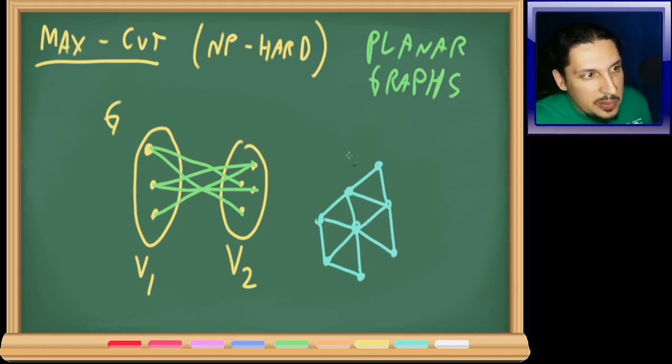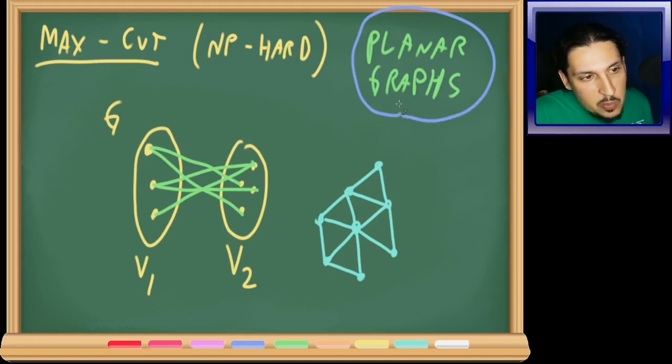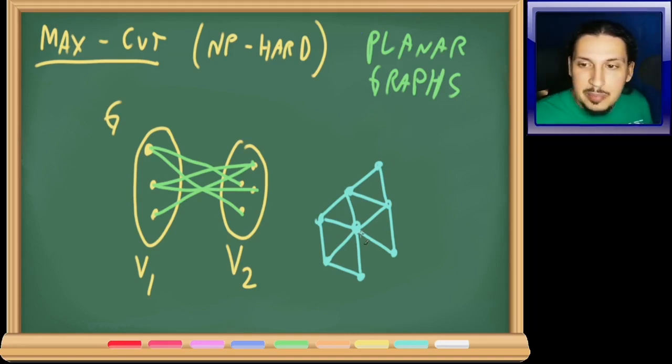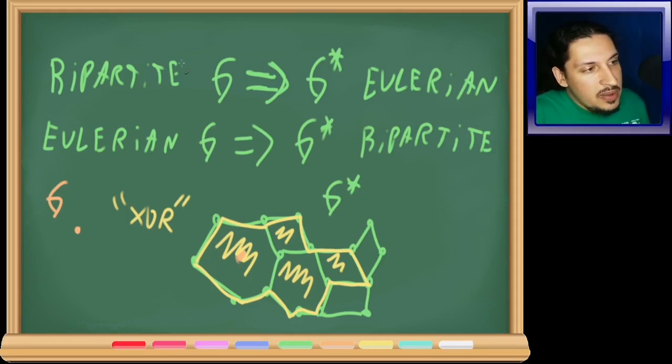So the max cut problem is equivalent to saying, okay, you can remove edges from the graph that you will decide will not be part of the cut, until you get a bipartite graph. Because when you consider only these green edges that will be part of the cut, that forms a bipartite graph, clearly. So an equivalent way to state it is to remove as few edges as possible so that the remaining graph is bipartite. But this is interesting, because if we start with a planar graph, when we remove edges, it will still be a planar graph, and we will eventually arrive at a bipartite graph.